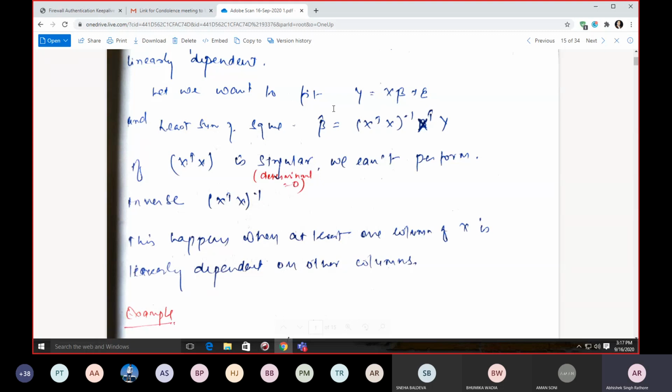Now, if X transpose X is singular, that means its determinant is 0. So we cannot get the inverse of this matrix. If it is singular, it means the determinant equals 0.